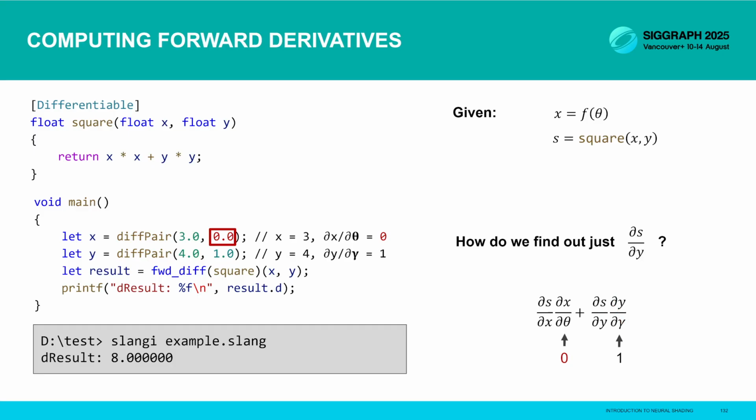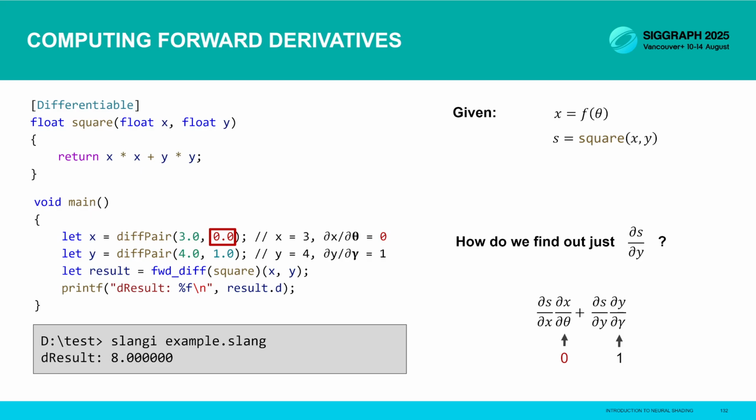Similarly, how do we find out partial s partial y? We will just flip the gradient values we pass in to set partial x partial theta to 0 and partial y partial gamma to 1. This way we will be computing 2 times y, and that is 8.